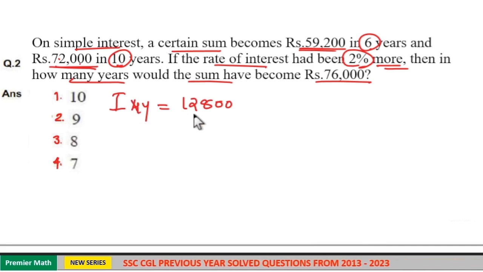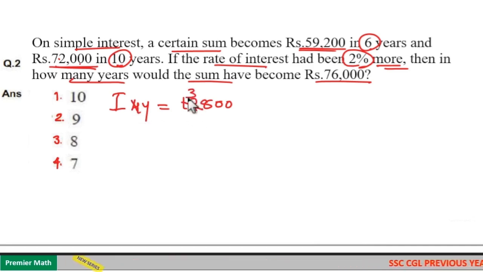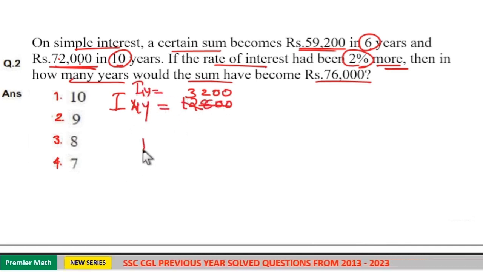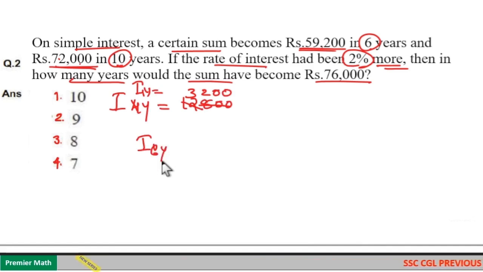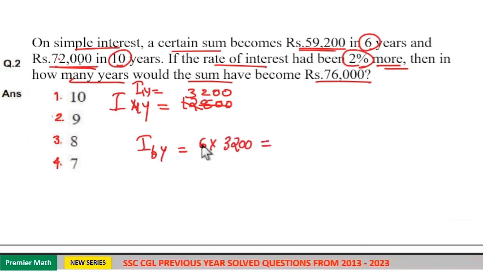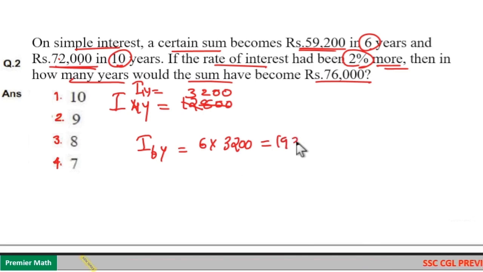Then interest received in 1 year: 4 goes 3 times in 12, 4 goes 2 times in 8, so interest received in 1 year is 3200. Then calculate interest received in 6 years, which is 6 into 3200. 6 into 3 is 18, 6 into 2 is 12. So 19,200 is the interest received in 6 years.